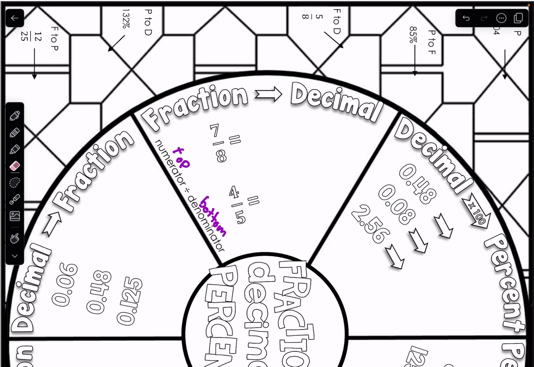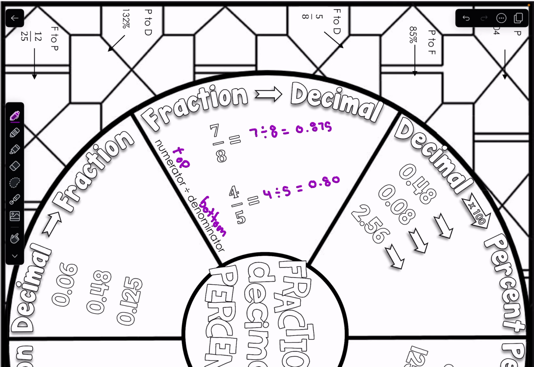7 divided by 8. And your calculator is going to spit back 0.875. 4 over 5, to turn that into a decimal, you're going to do 4, the numerator, divided by 5, the denominator, and you're going to get 0.80 if we're being picky here.